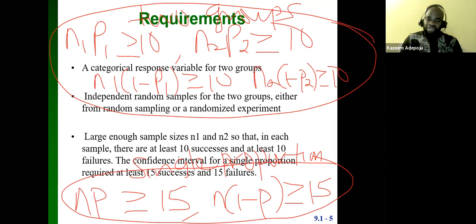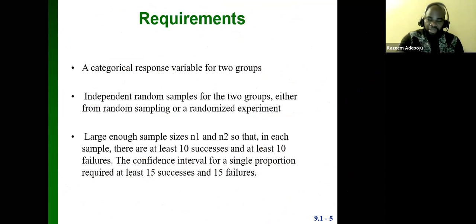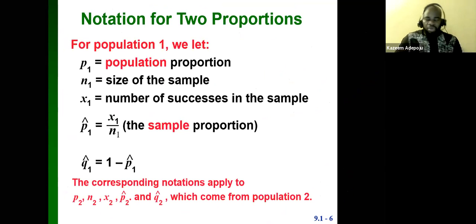Of course, at least np has to be 15, or n times (1 minus p) has to be 15, and for two groups it has to be at least 10. Okay, so I'm actually going to move now. Those are the requirements in case you are asked about the assumptions underlying constructing the confidence interval for either one or two populations.